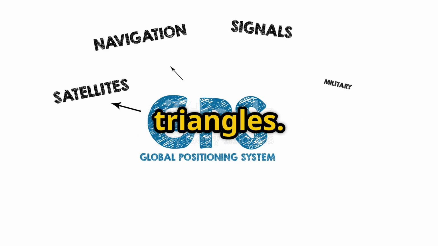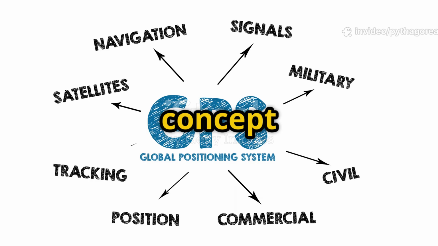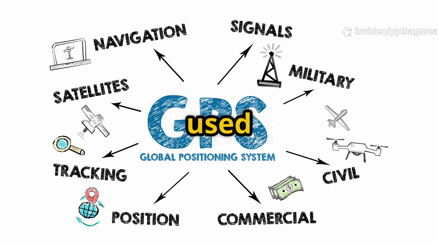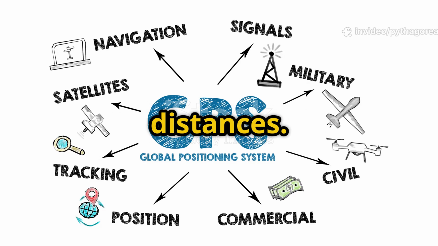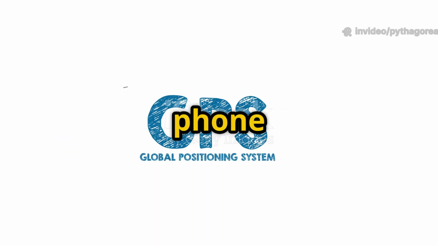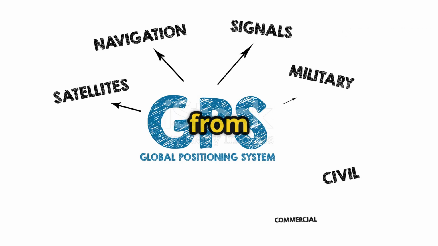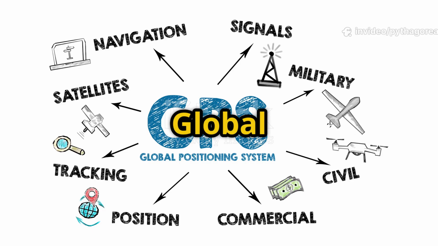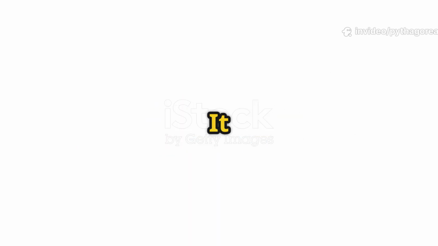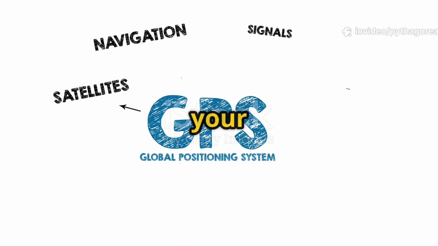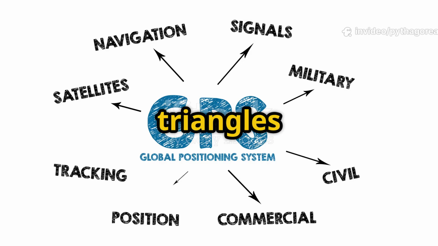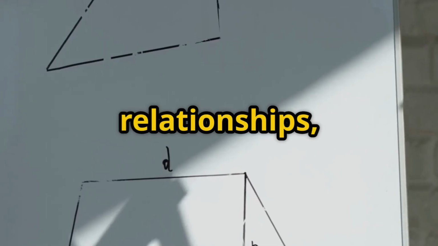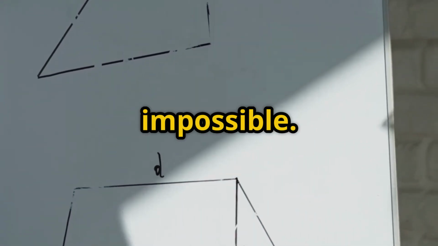The importance of this theorem stretches far beyond simple triangles. It is a foundational concept for trigonometry, which is used to calculate angles and distances. Navigation systems in your phone or car use principles derived from it to pinpoint your location. This is called GPS, the Global Positioning System. It calculates distances from satellites to your receiver, forming giant triangles in space. Without a solid understanding of these geometric relationships, modern navigation would be impossible.